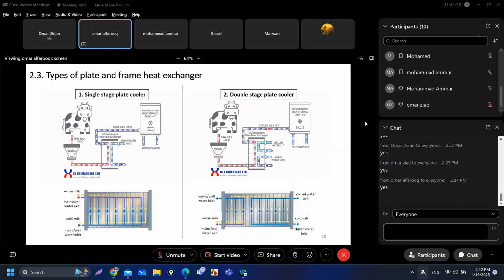After we cool the milk, we store it in a tank to conserve it until we transfer it to the plant. Some tanks are equipped with a refrigeration system to maintain the desired temperature level of the milk, and sometimes we don't use it.